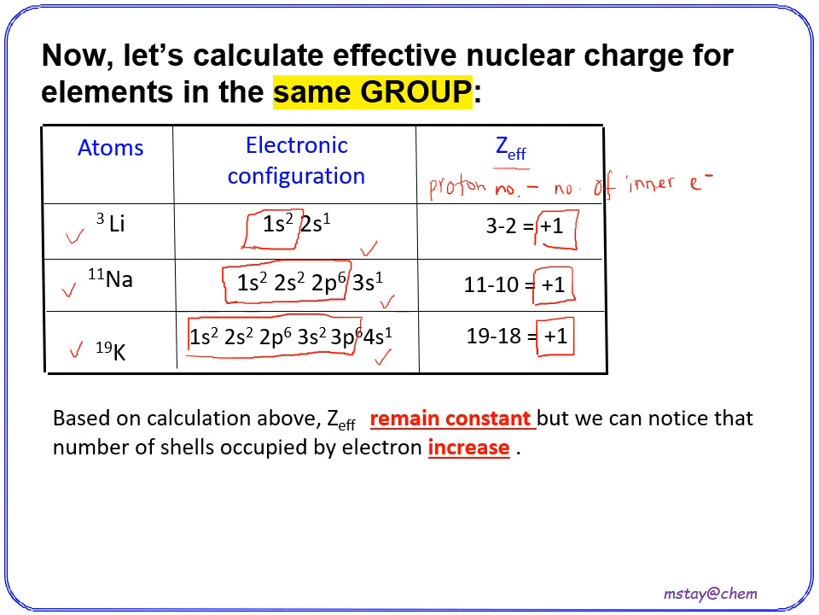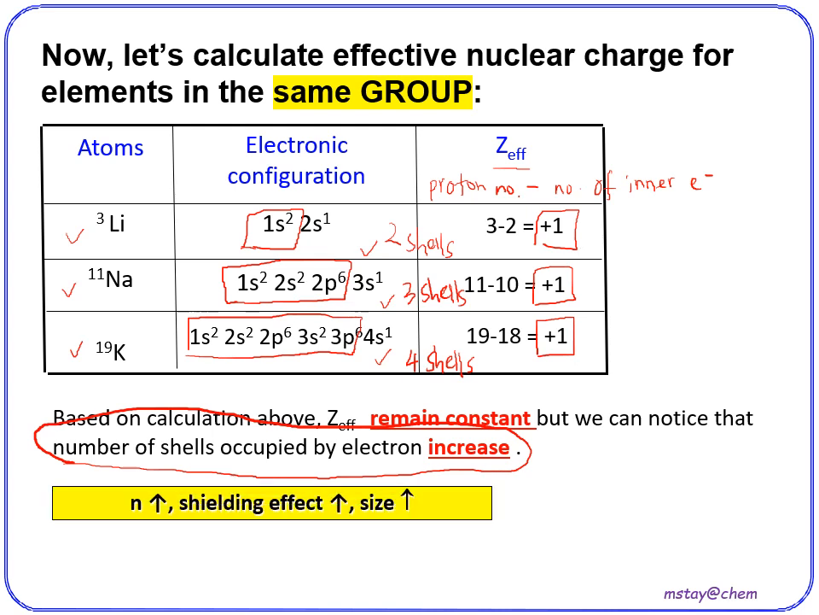But we notice that the number of shells occupied by electrons is increasing. This is our observation: for lithium, 2 shells are occupied with electrons, for sodium 3 shells, and lastly for potassium 4 shells. So we get the idea that once the principal quantum number increases, the shielding effect also increases and will cause the size to become bigger.